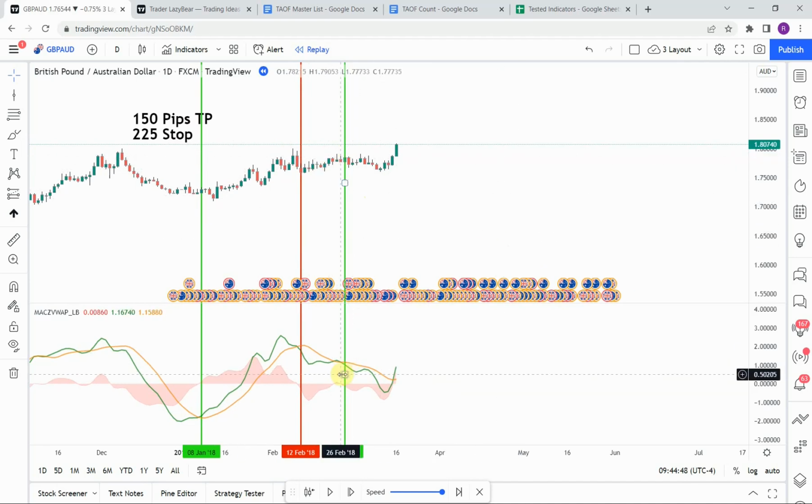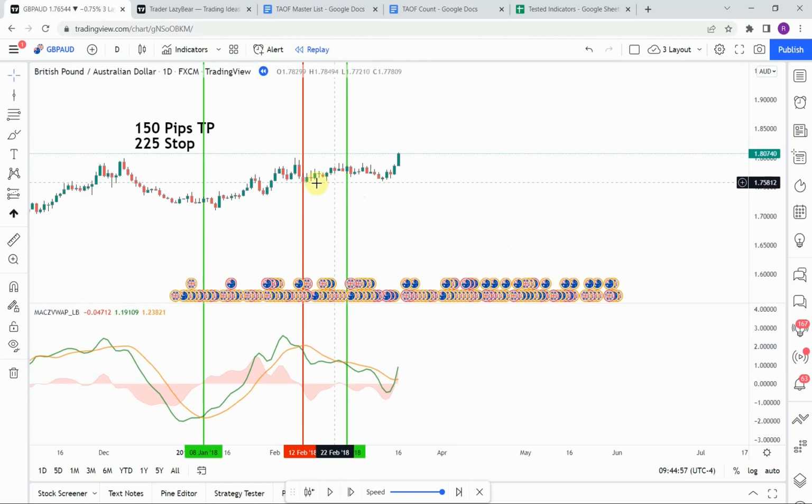We then get another cross back to the downside, so the green line crosses up and then back down to the downside right here on this one. And we get a little bit of a push to the downside there, just enough to come down and get us to our take profits.